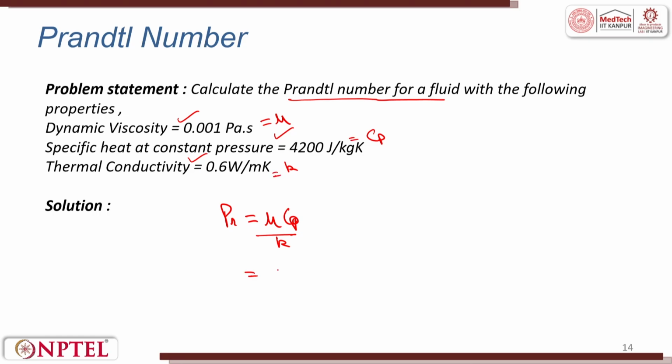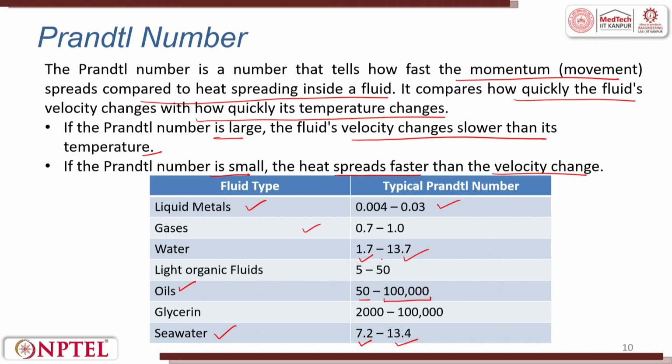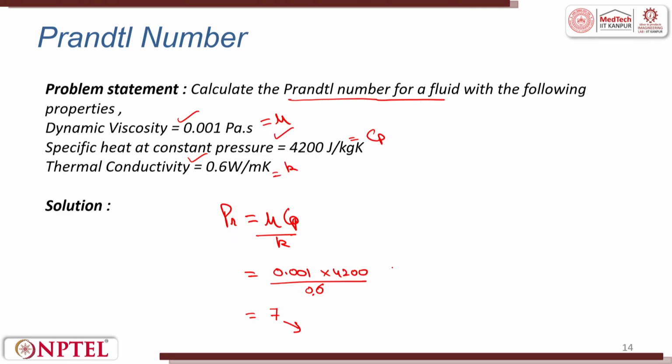So, simply putting the values, this is 0.001. No unit conversion is required here. This is multiplied by the value of Cp, that is 4200, divided by K, which is 0.6. This turns out to be 42 by 6, which is 7, and with all the decimal places adjusted, it turns out to be exactly 7. You can see there was a table where the Prandtl number varied from 1.7 to 13.7. So, here you also see 7 is the Prandtl number value for typical water at room temperature.